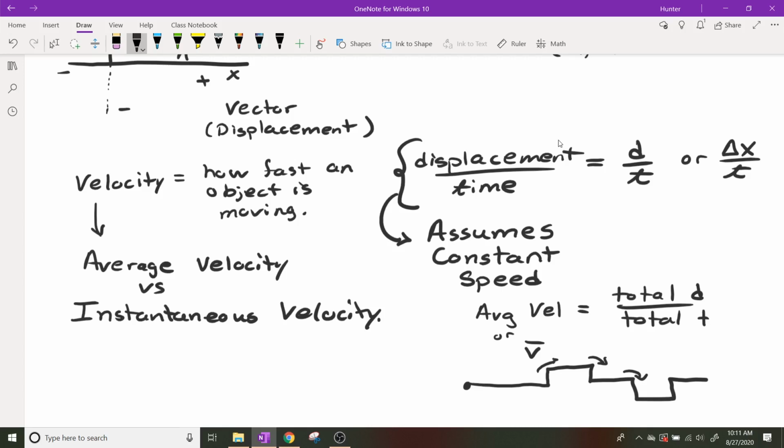The average velocity ignores acceleration. So the average velocity is a tool that we use to just talk about how fast we went in general. I think Google Maps tells you your average speed at the end of a trip. It'll tell you, hey, you roughly did this, and it took you this long to do it.